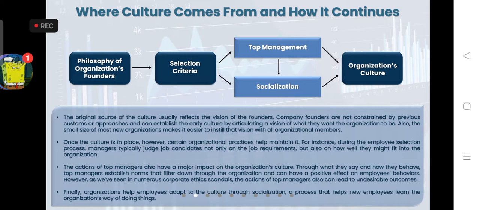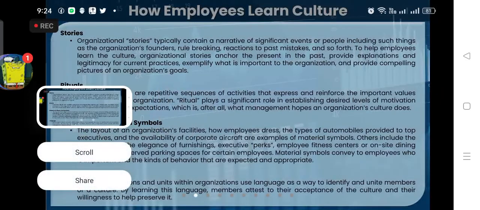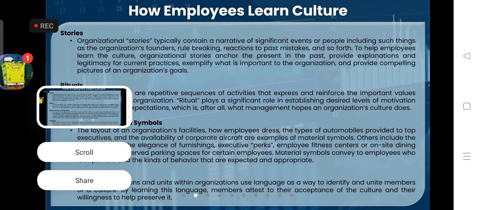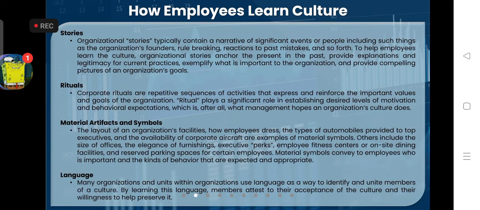So that's where an organization's culture comes from and how it continues. Next slide, please. So we have here: how do employees learn culture? Employees learn an organization's culture in a number of ways. The most common are stories, rituals, material artifacts, and symbols, and most importantly, the language. Next slide, please.